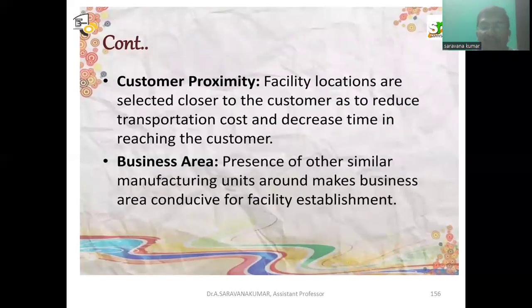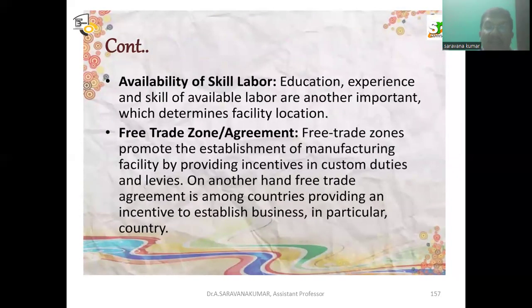Customer proximity. Being accessible by the customer is very important. Facility locations are selected closer to the customer so as to reduce transportation cost and decrease time in reaching the customer. Business area. The presence of other similar manufacturing units around makes the business area conducive for facility establishment. Availability of skilled labor. Education, experience, and skill of available labor are another important factor which determines facility location.